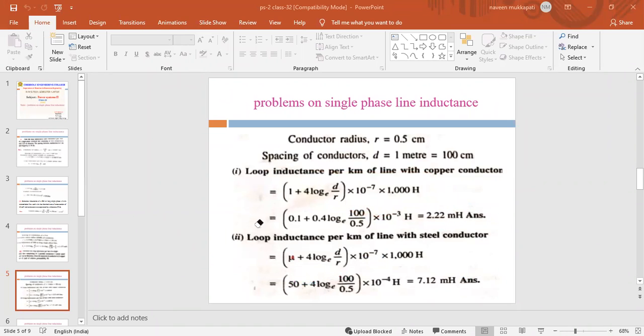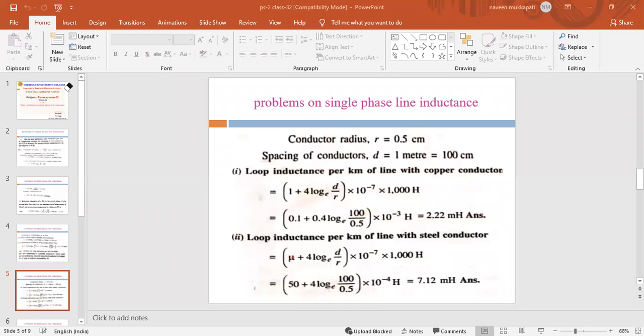This is the third problem. Then we calculate it: for copper the inductance is 2.22 millihenries, and if steel is the conductor, the inductance value is 7.12 millihenries.